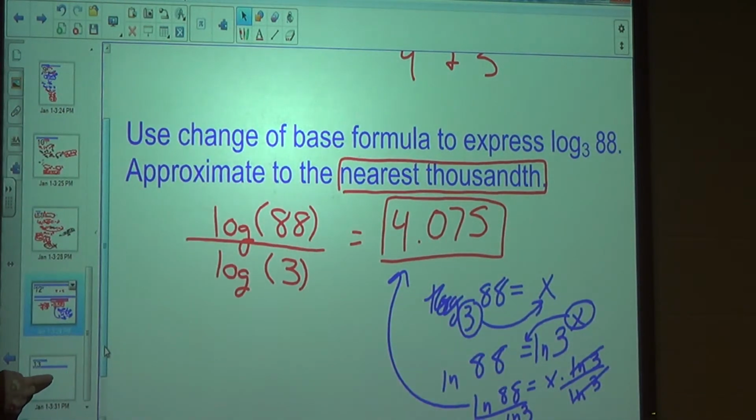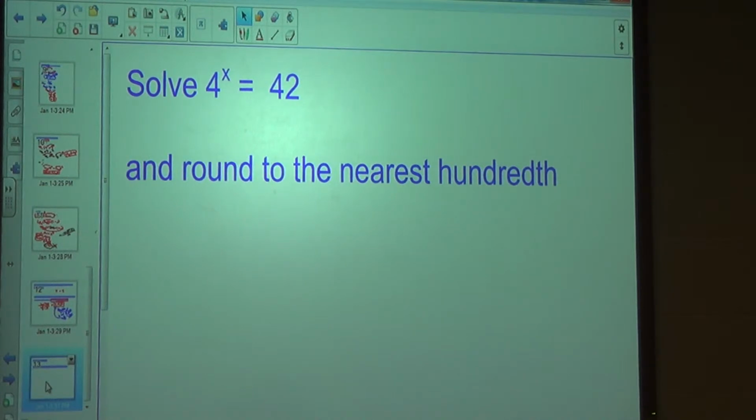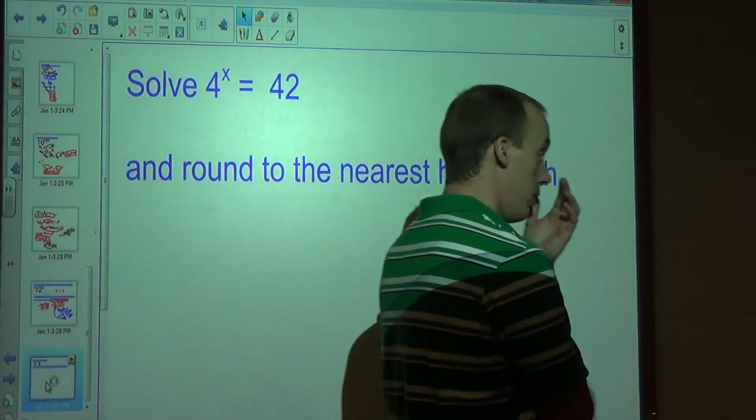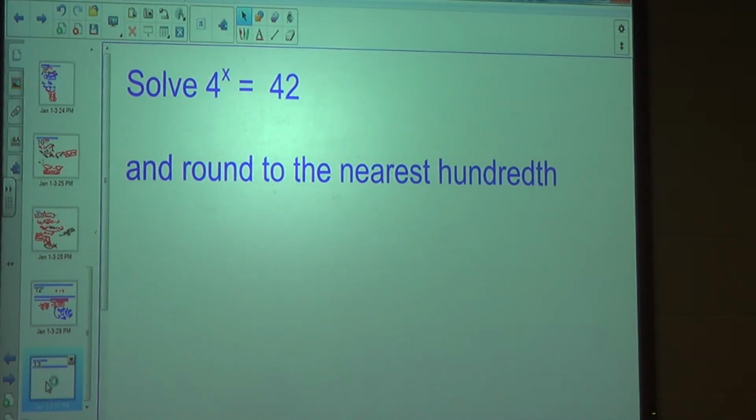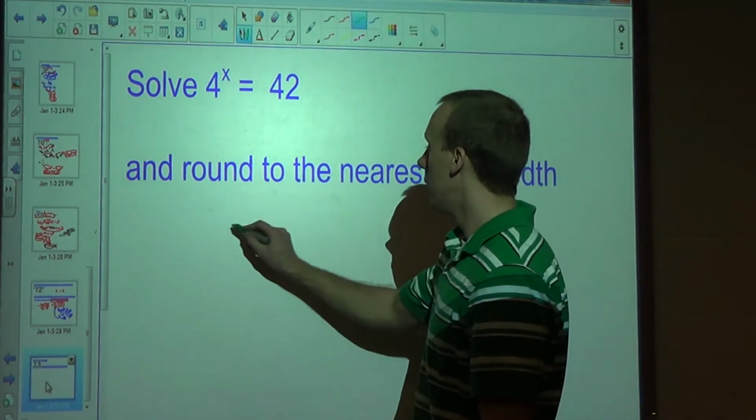Alright, last problem here, I think, right? Oh, here we go, ready to solve this. So solve 4 to the x equals 42, and round to the nearest hundredth. So again, the x is in the exponent, and 42 and 4 are not able to be the same base. So when you can't get the same base, there's only one way to do it. And what is that? Introducing log, so either ln or log. I'll switch it up this time and not be lazy. I'll go log.